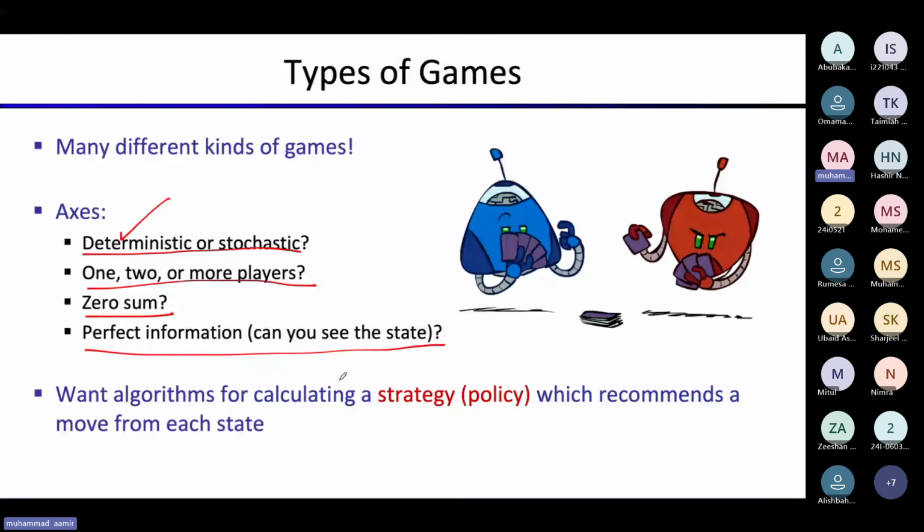We want algorithms for calculating a strategy or policy which recommends a move from each state. Whatever the state in the game is, the player will have to take a move, of course. And which move the player takes depends on the strategy or policy of that player. Whether one player is playing optimally, suboptimally, randomly, or otherwise, this is called the policy of the player, how a player is taking the moves, how a player is taking the steps.